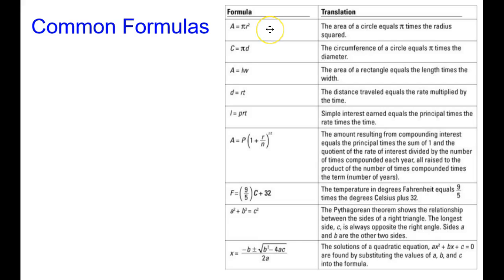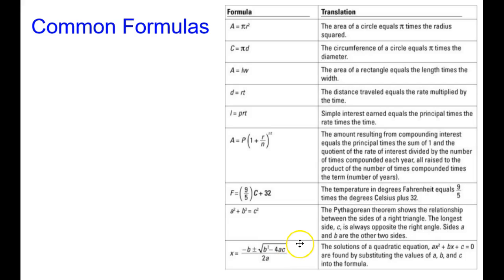We have a formula for the area of a circle, the circumference of a circle, area of a rectangle, the relationship between distance, rate, and time, simple interest, compound interest, the relationship between a Fahrenheit and Celsius temperature, the Pythagorean theorem, and then the quadratic formula.